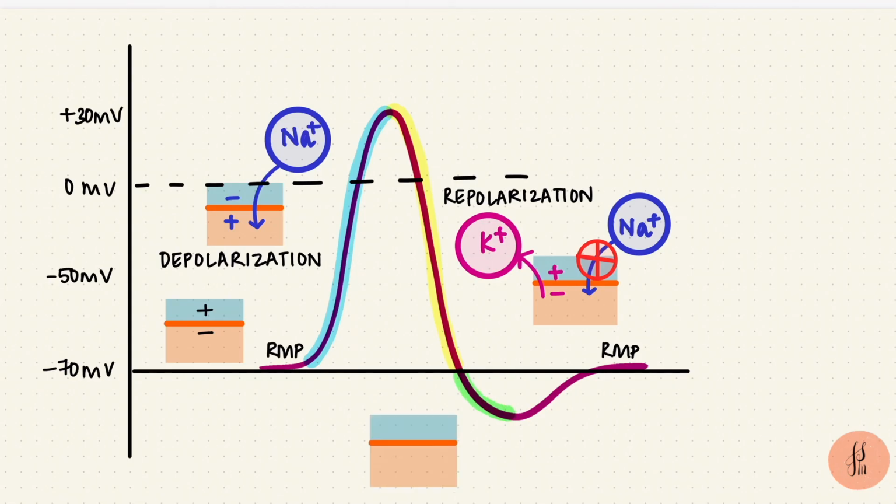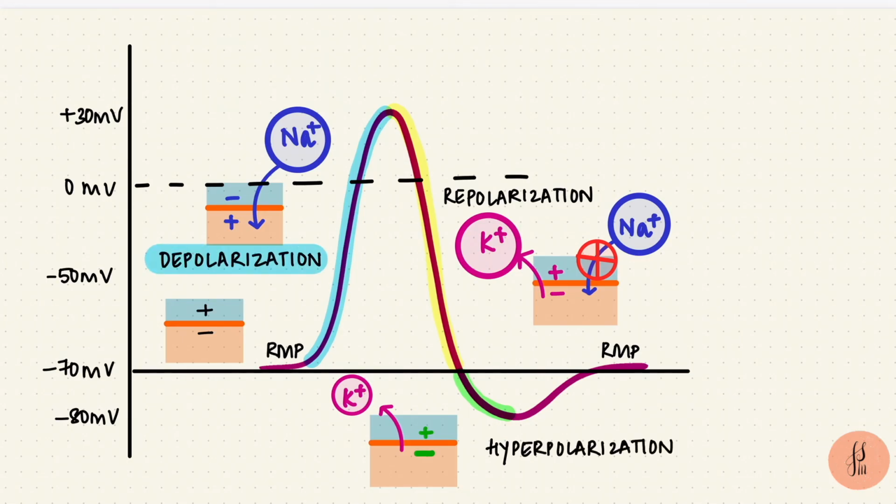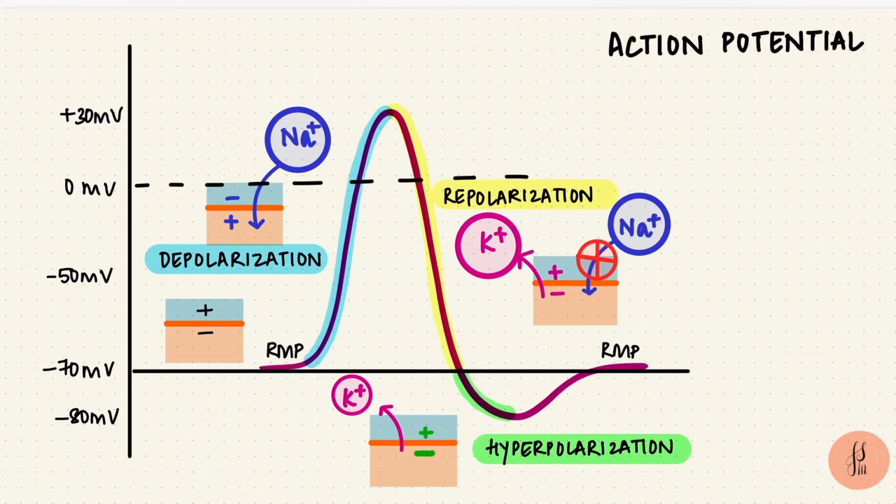What if it becomes more negative than that, like down to negative 80? That's hyperpolarization. So depolarization, repolarization, and hyperpolarization. Those are the important phases of the action potential, and in part 2, we're going to see how that happens.